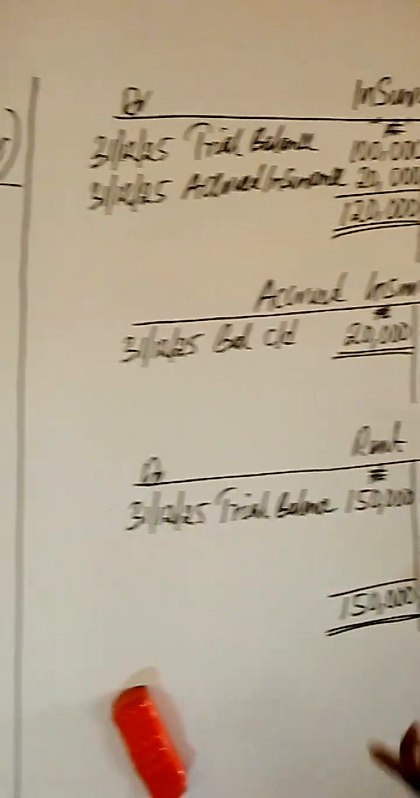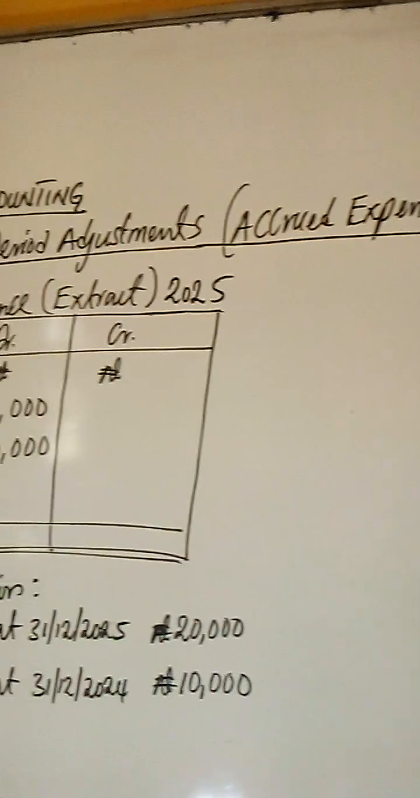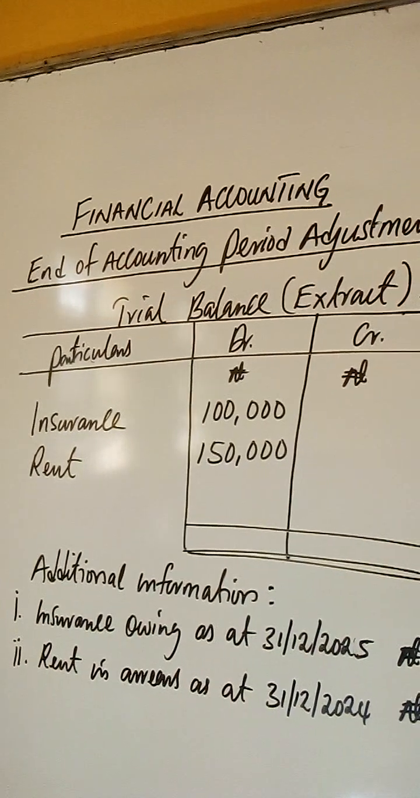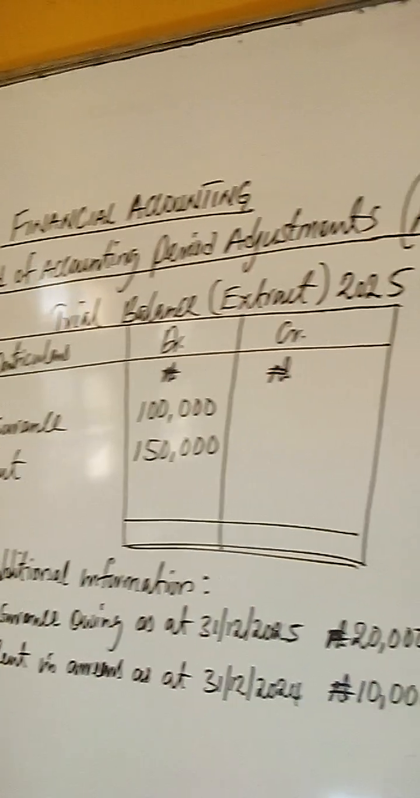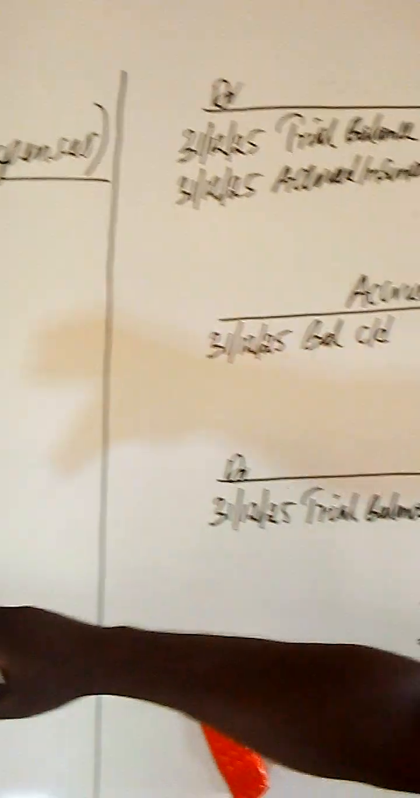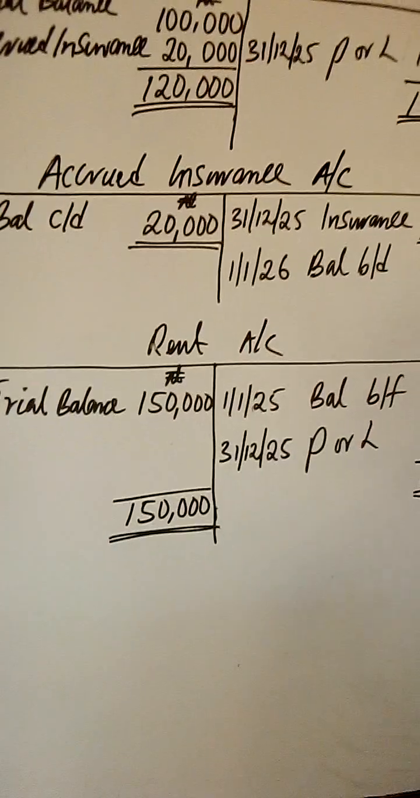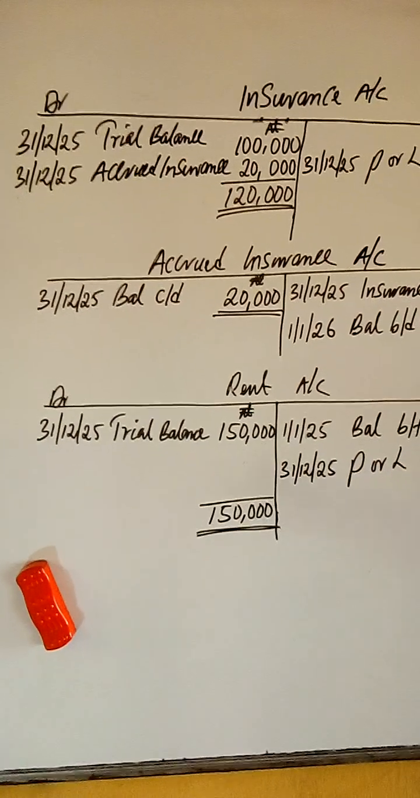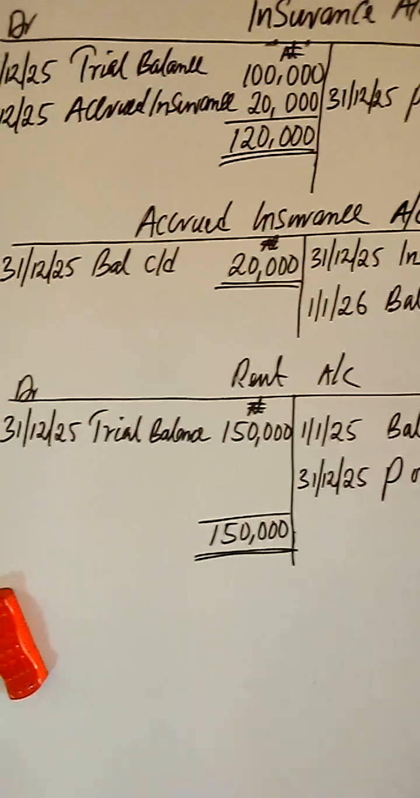So mind you, the trial balance at the end of 31st December 2025 reports the rent figure of 150,000 naira, which will be debited because it is a debit item in the trial balance. By the way, all expenses are debited. It's another proof of that posting, why it is the debit side.